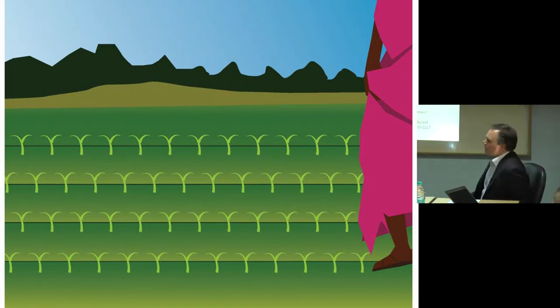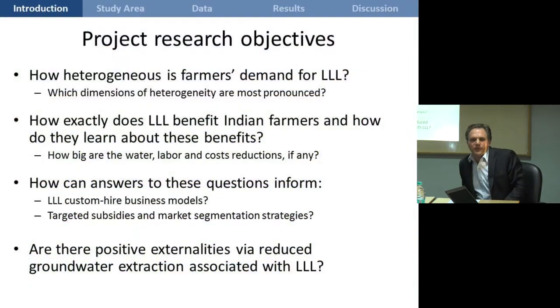and a good harvest. So the purpose of this project was as follows. First, to understand farmers' demand for leveling and the heterogeneity underlying that demand. Second, to understand the benefits of leveling for the Indian farmer in our context, and how they learn about those benefits. Third, to inform business models and to understand how service providers can actually provide these services in a market that's new and where farmers have reticence maybe to adopting. And the fourth point we looked at, which is still a work in progress, is looking at sort of the wider public benefits off farm, in terms of the whole aquifer.